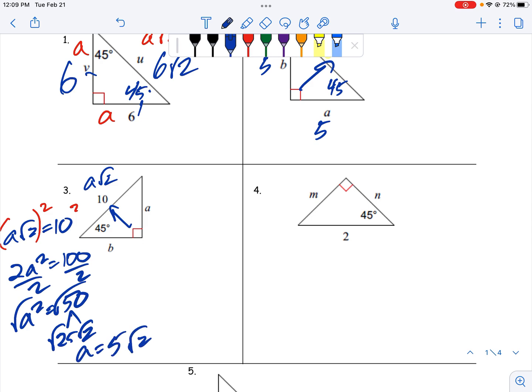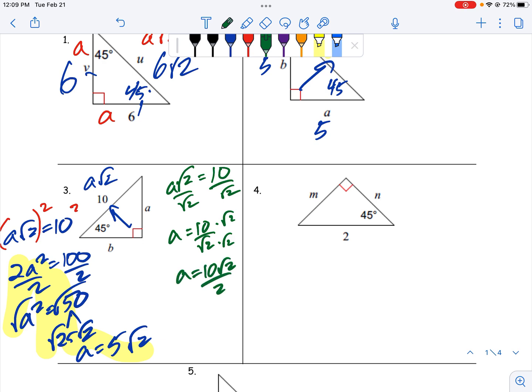which makes A 5 root 2. I could have also done it where I said, so if you're in my class, we do it this way, all right, but you can also do it this way as well. Divide by root 2. So A equals 10 over root 2, and then rationalize it like that. So it's A equals 10 root 2 over 2, which is 5 root 2. Either way, you'll get the same answer, and that means 5 root 2 is this side, and then 5 root 2 is also that side as well.